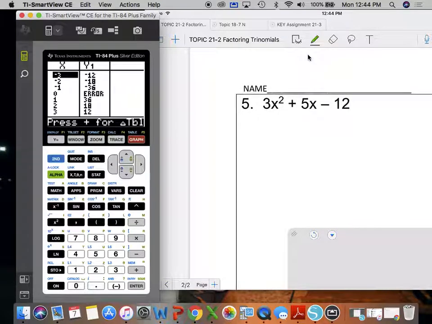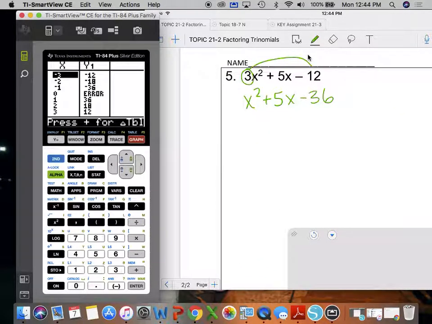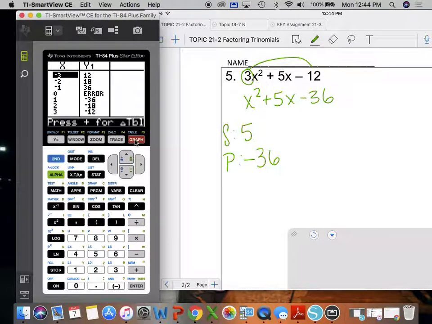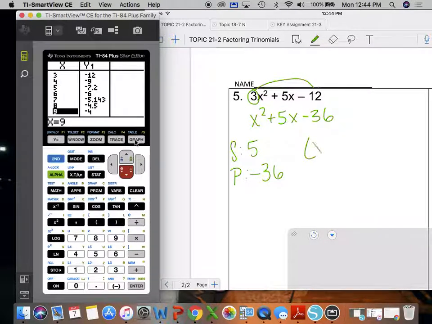Two more problems. Problem 5, take that 3, move it in the back to get negative 36. So my sum is 5. My product is negative 36. So negative 36 divided by x. Searching for 5. 4 minus 9 is negative 5, but 9 minus 4 would work. So 9 and minus 4.